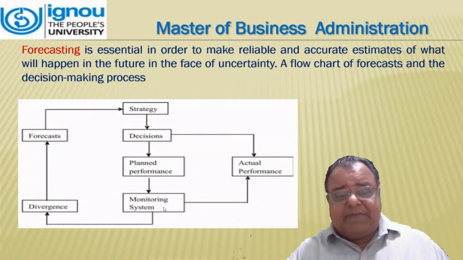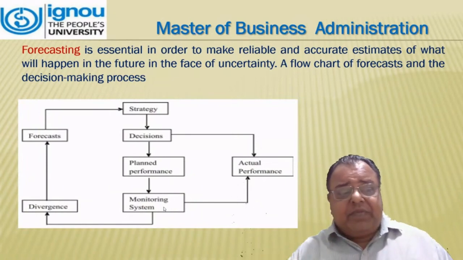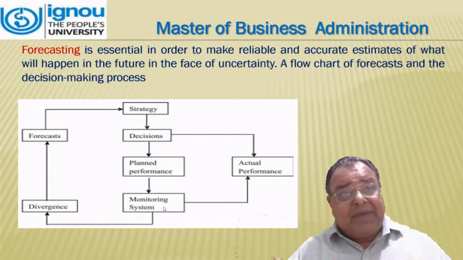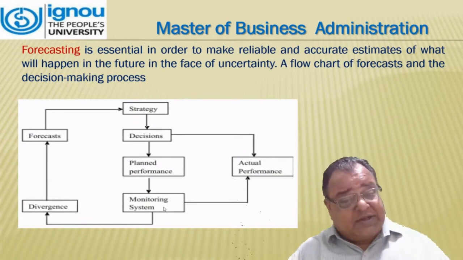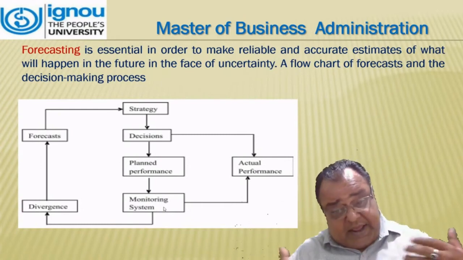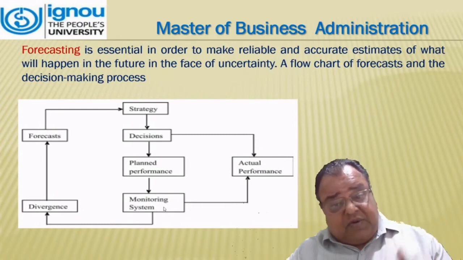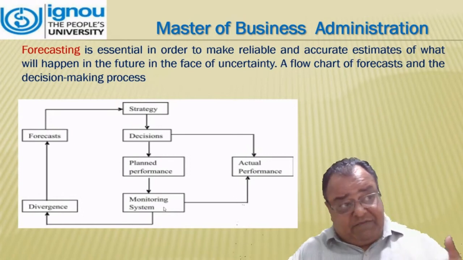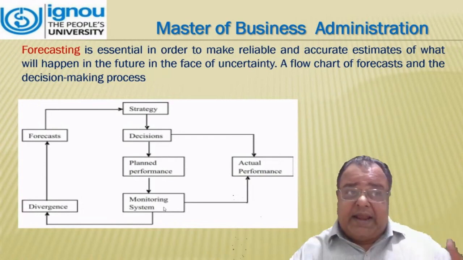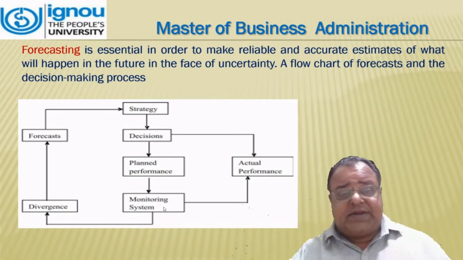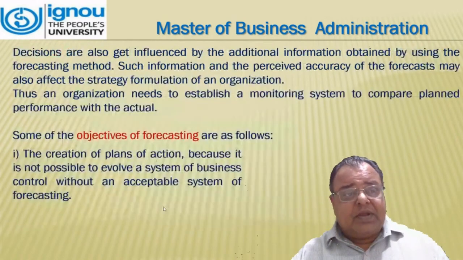We can see that we start from the strategies, decisions, planned performances, and monitoring system. The decision and monitoring systems are again showing the actual performances. From monitoring systems, we get divergence and then we forecast it. And lastly, the forecasts are made, then strategies are developed.